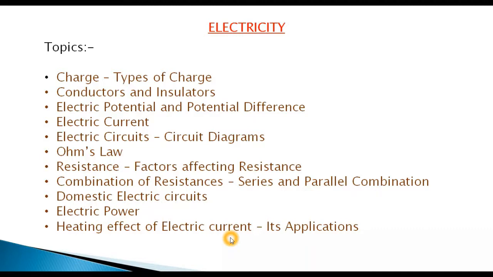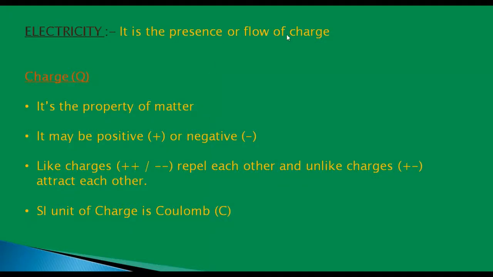Now you know that electricity is a very important source of energy in modern times. It's used in our homes, in industry, in transport. It is used in our homes for lighting, operating fans, heating purposes. Even in industries, it's used to run various types of machines. In the transport sector, electricity is being used to pull electric trains. So, electricity is nothing but the presence or flow of charge.